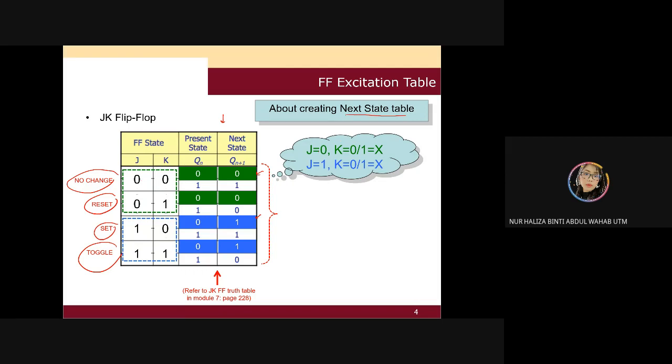J is 0, K is 0. You can see J is also still a 0 and K is now changed to 1. If your previous one is 0, your output for your next Q will be 0 also. And if your J is 1 and K is 0 or 1, or present is 0, your output will be 1. Your output will be 1.